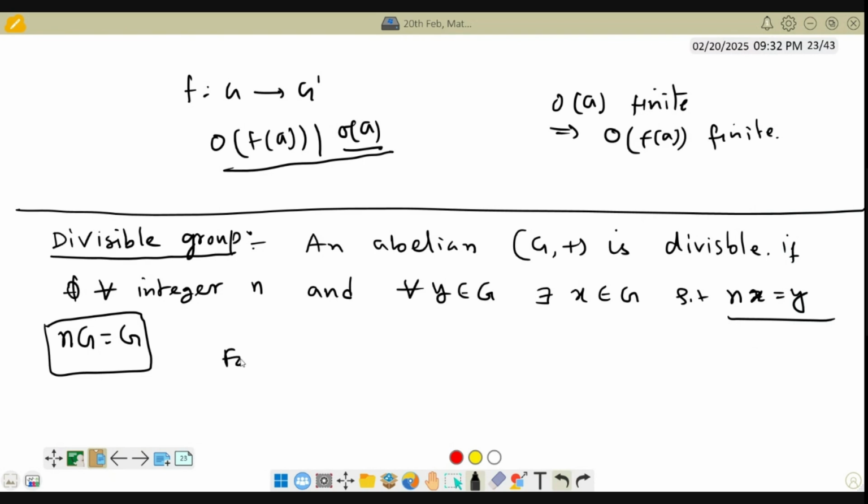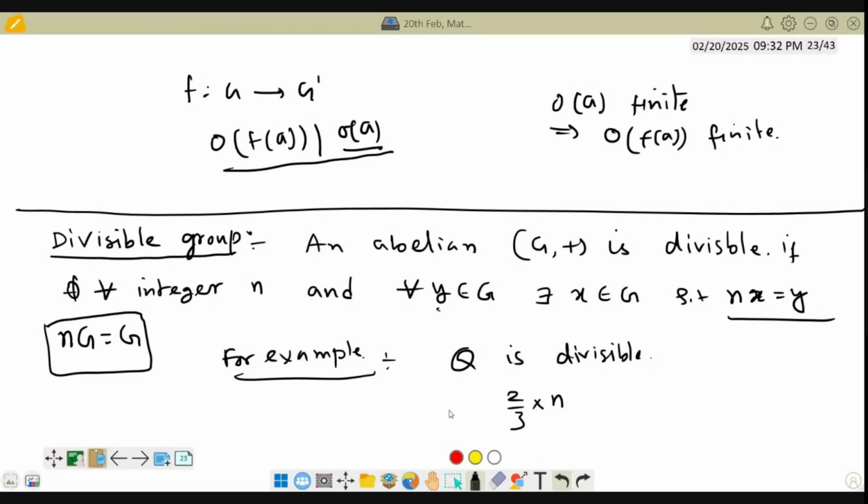For example, Q is divisible. Take any element from Q, let's say 2 by 3. Then for all integers n, you have an x, and this is an element of Q. But Z is not divisible, you can see. Z is not divisible.